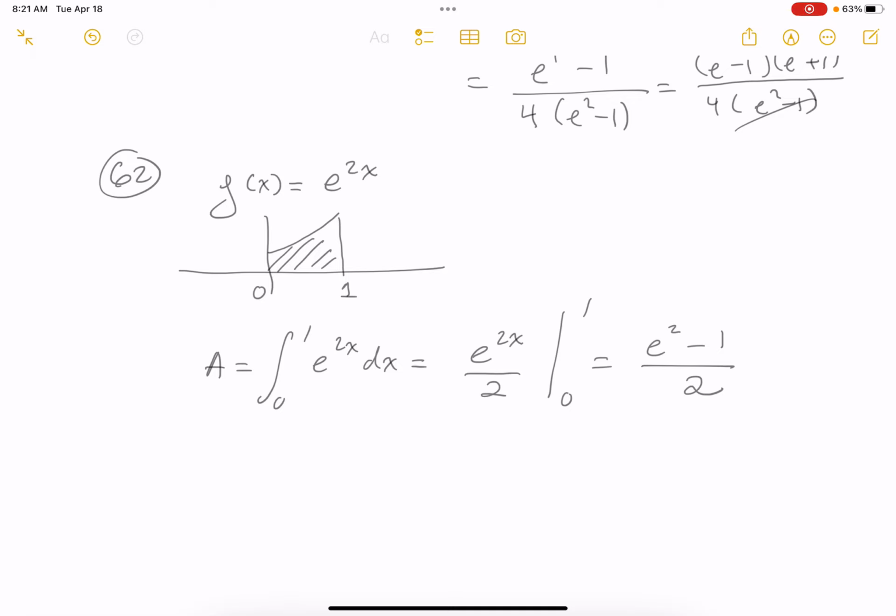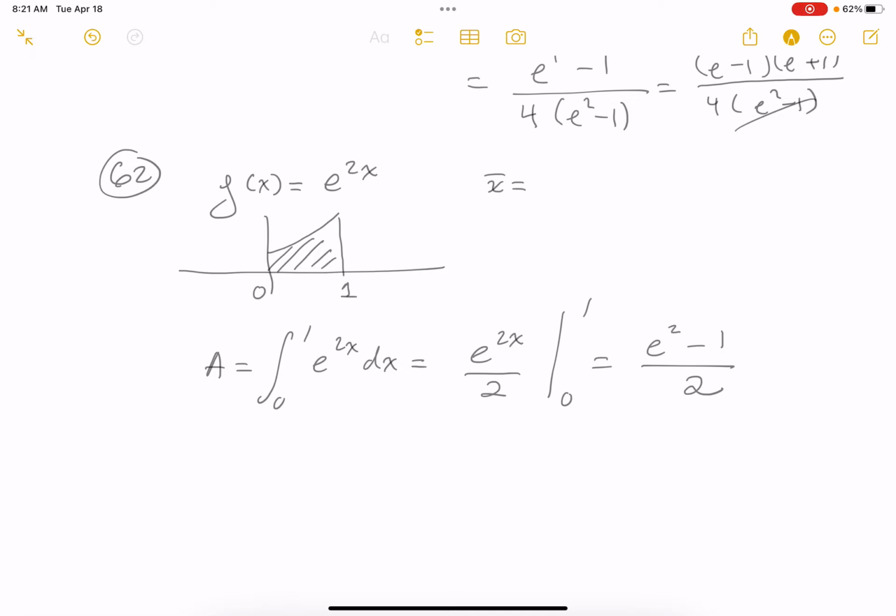Now I want to do x bar. And let me write the formula down for you. X bar is going to be, let me point this out, this is a, and this is b, all right? So it's going to be 1 over A, an integral from a to b of x times f of x dx, all right? So I want to write that down for you.